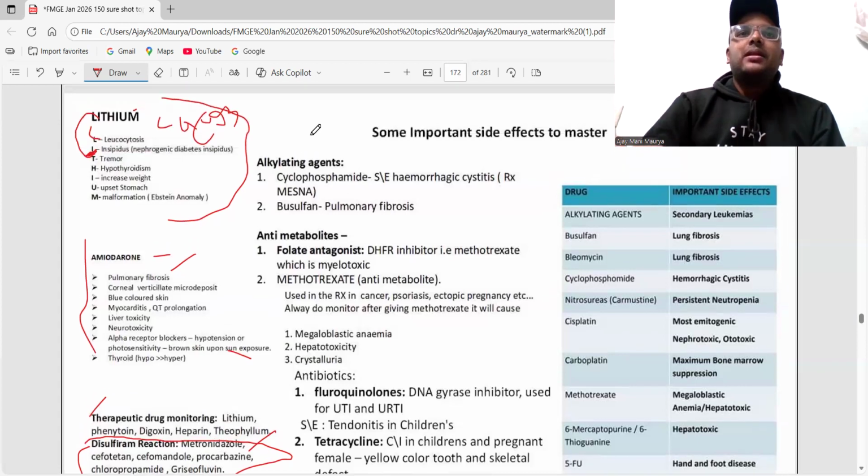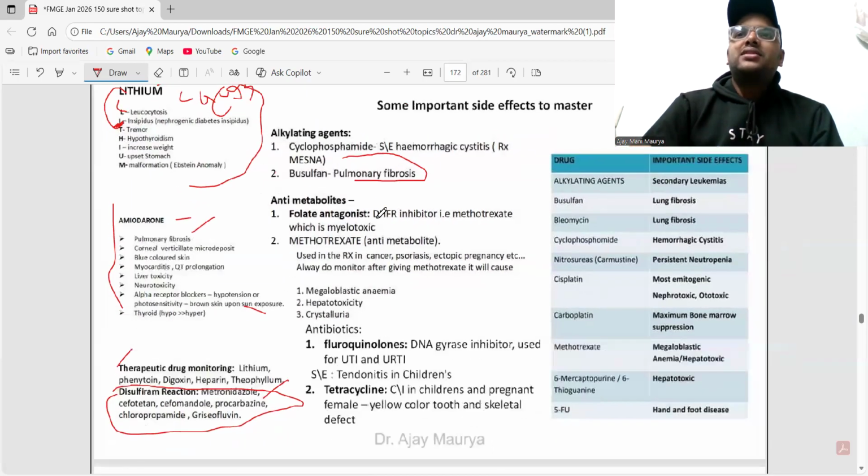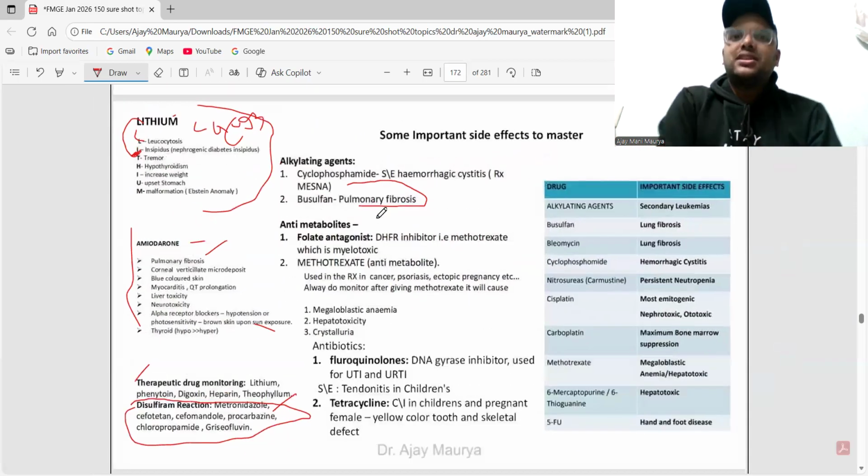Next, there are side effects. Alkylating agents, for example cyclophosphamide. The side effect is hemorrhagic cystitis. For hemorrhagic cystitis, we use mesna injection. Next, busulfan. What is the side effect of busulfan? It is lung fibrosis. There are many drugs which cause pulmonary fibrosis. Please try to take note.